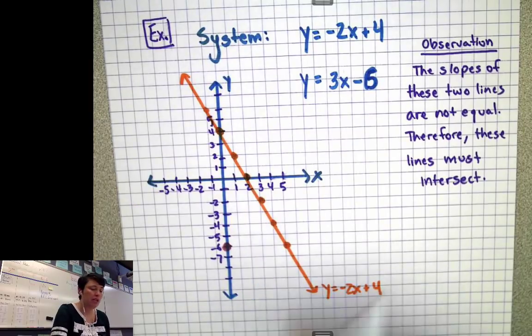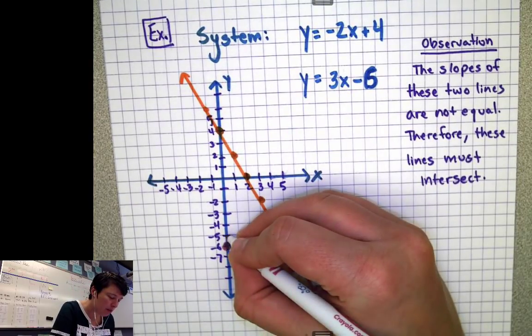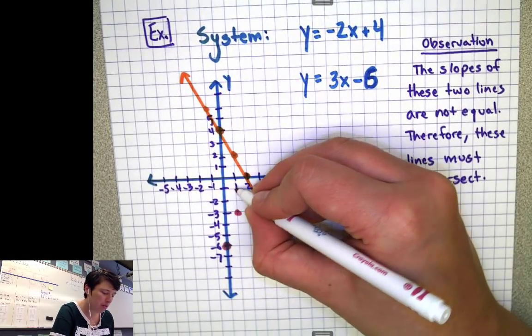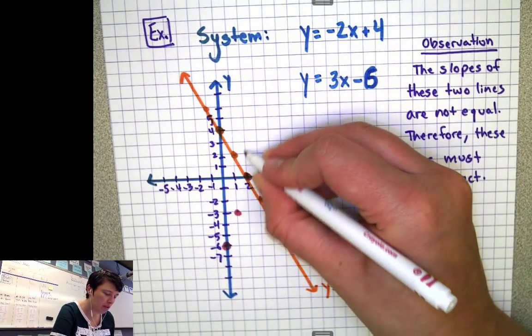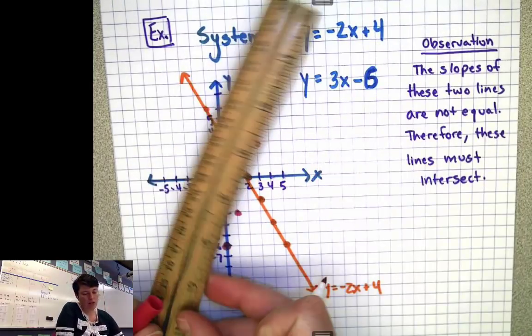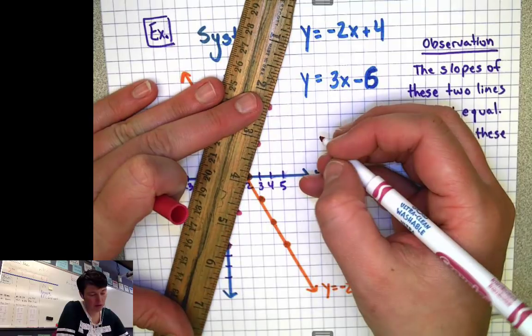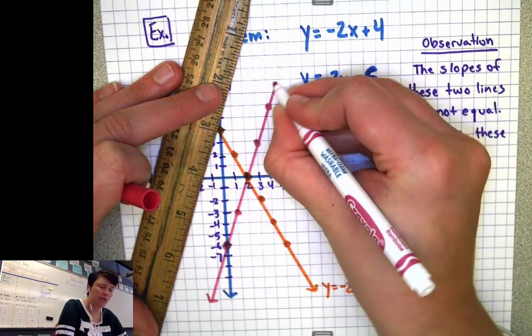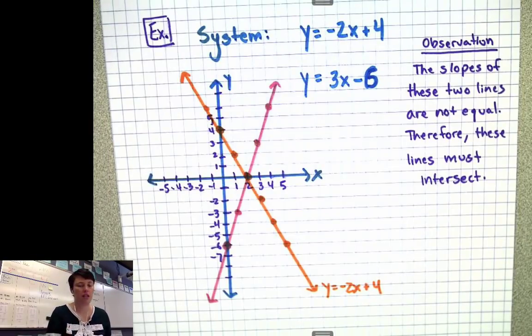And then I have a slope of 3, so I'm going up 3, 1, 2, 3, over 1. Up 3, 1, 2, 3, over 1. There we go. And then I'm going to draw my line through those points, like so. Nice, they cross just like we said they do, they intersect.